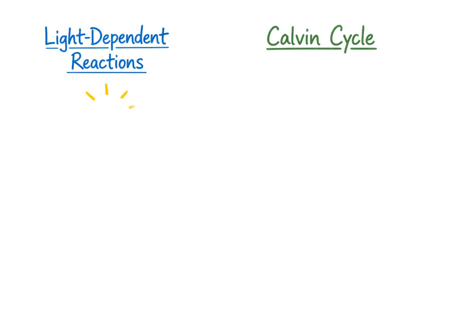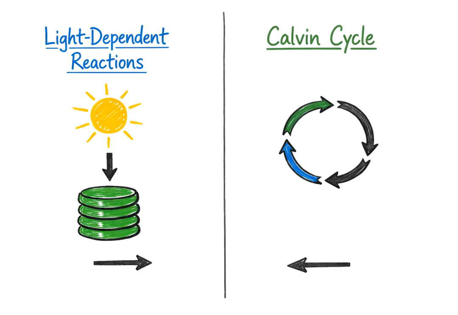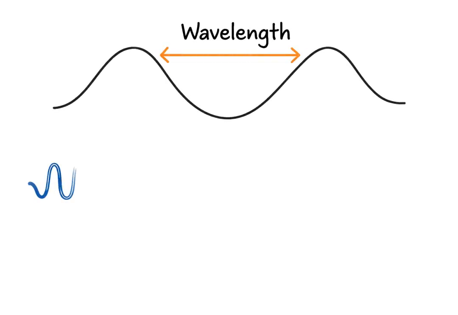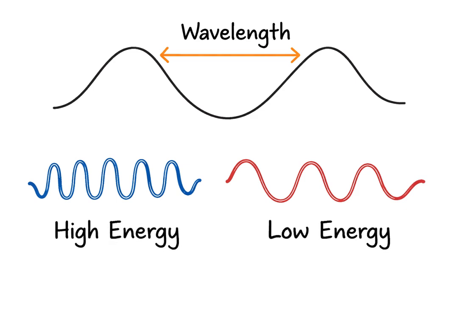Photosynthesis has two main stages: the light-dependent reactions, capturing energy from sunlight, and the light-independent reactions, also known as the Calvin cycle, which builds sugar. Sunlight is electromagnetic radiation, a form of energy traveling in waves. Shorter wavelengths carry more energy, while longer ones carry less.